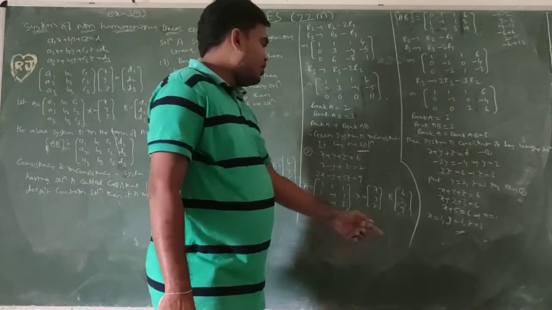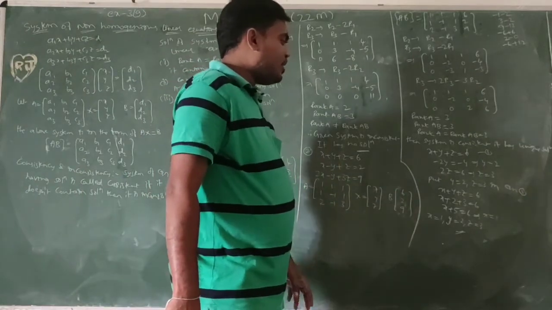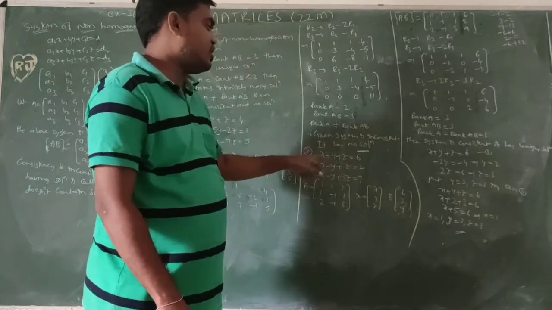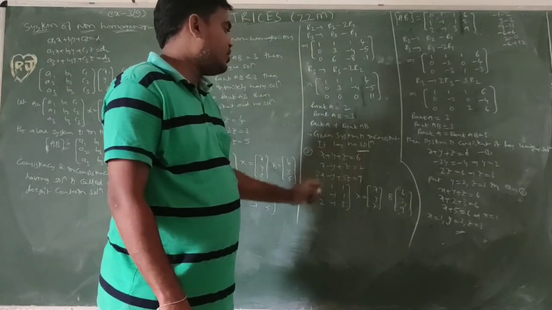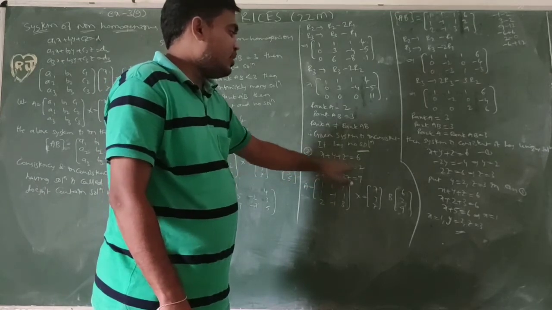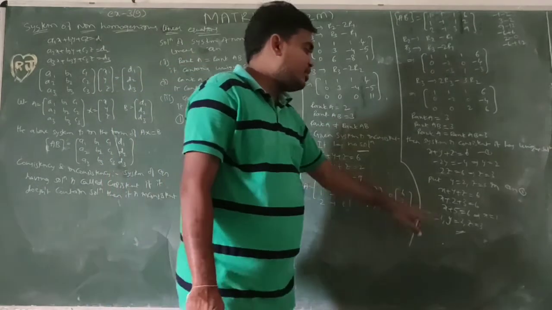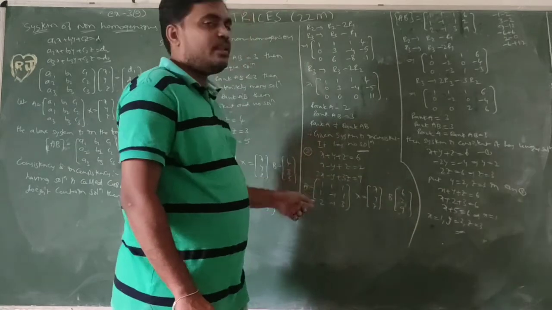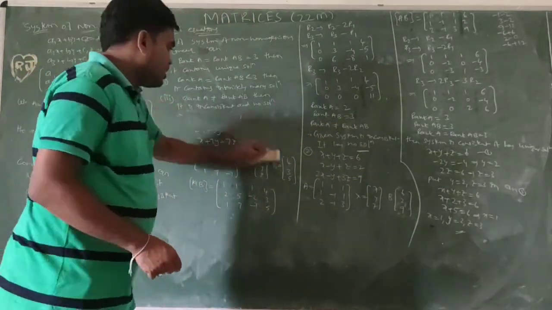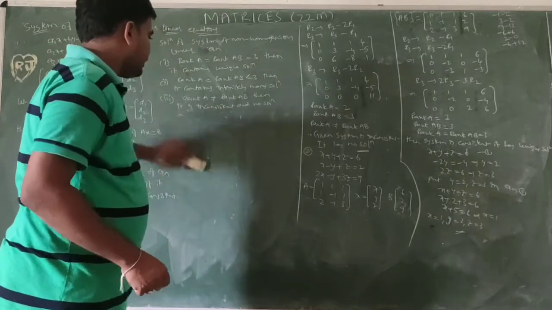Whatever problem we have done, whether it is correct or wrong, we can check by substituting in the equations. 1 plus 2 plus 3 equals 6. 1 minus 2 minus 1 plus 3 equals 2. So this solution must satisfy all the equations. You must remember this. Next, we will do the third question.